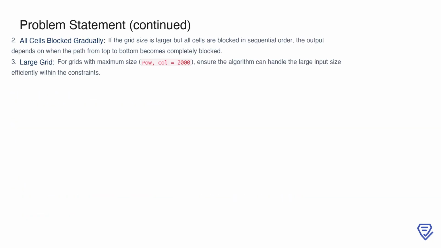Finally, let's consider some constraints and edge cases. For a 1 by 1 grid, the only cell becomes blocked on day 1, so there is no day where crossing is possible, and the output is 0. In larger grids where cells are blocked sequentially, the output depends on when the top to bottom path becomes fully obstructed, which varies based on how the cells are blocked. For the maximum grid size of 2000 by 2000, the solution must be efficient to handle up to 4 million cells. This requires careful implementation to ensure that the algorithm performs well within the constraints.